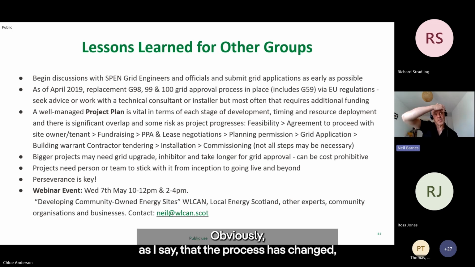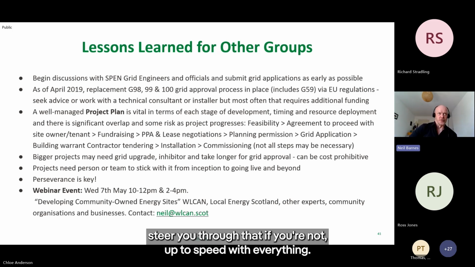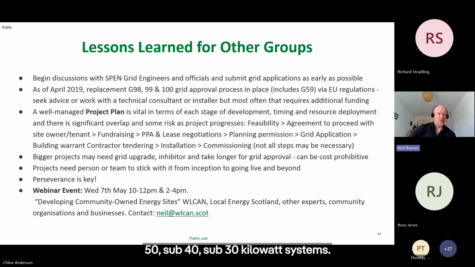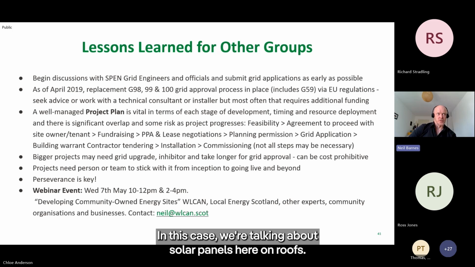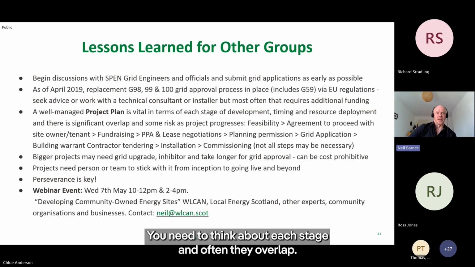Obviously, as I say, the process has changed through the EU regulations, and it is a complex business, so you need someone to steer you through that if you're not up to speed with everything, because it's a complex process, even for sub 50, sub 40, sub 30 kilowatt systems. In this case, we're talking about solar panels on roofs. You still need a project plan. You need to think about each stage, and often they overlap.